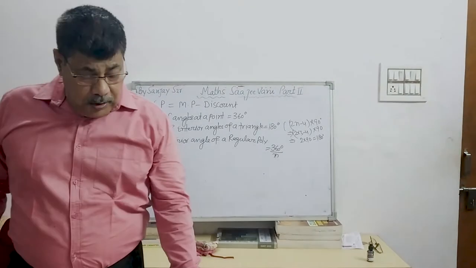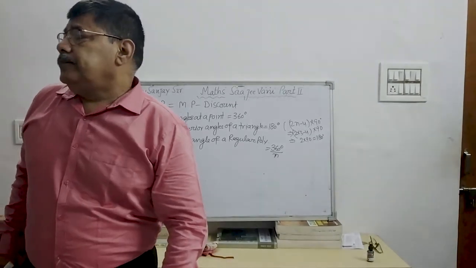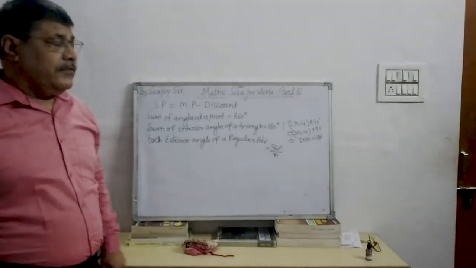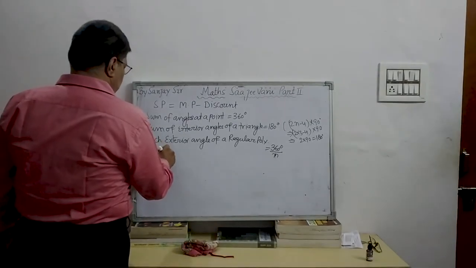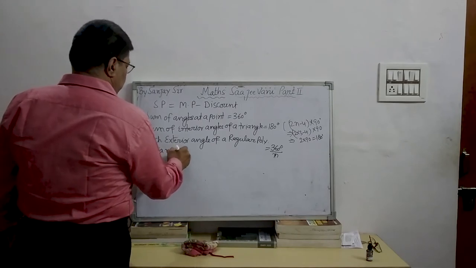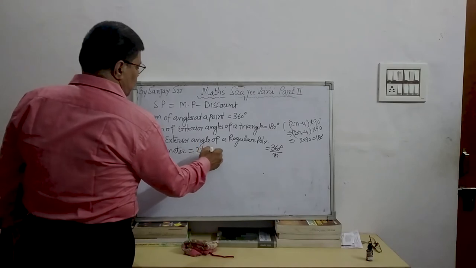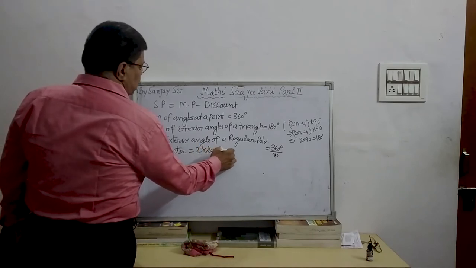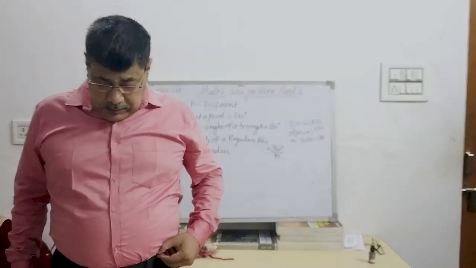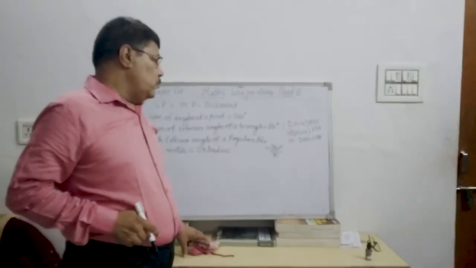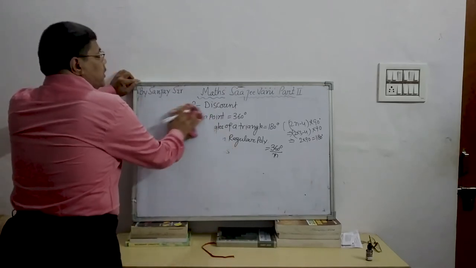Okay. Now what is the relationship between diameter and radius? Diameter equals 2 into radius. Means radius is half of the diameter. Clear? Okay.